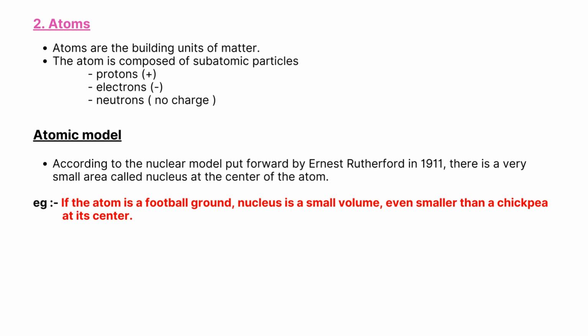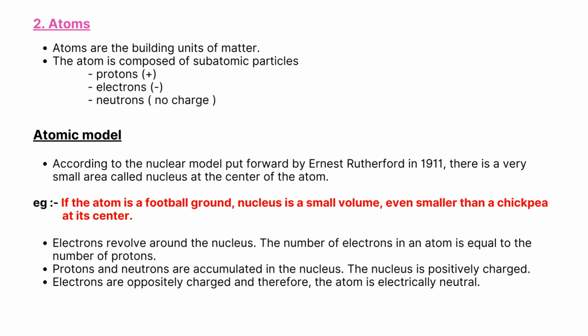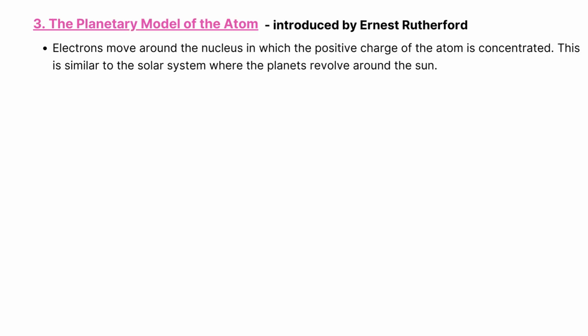From this example, it is clear that the nucleus of an atom is very small relative to an atom. Protons and neutrons are accumulated in the nucleus. The nucleus is positively charged. Electrons revolve around the nucleus. The number of electrons in an atom is equal to the number of protons. However, the protons and electrons are oppositely charged, and therefore, the atom is electrically neutral. The planetary model of the atom was introduced by Ernest Rutherford. Electrons move around the nucleus in which the positive charge of the atom is concentrated. This is similar to the solar system where the planets revolve around the sun.